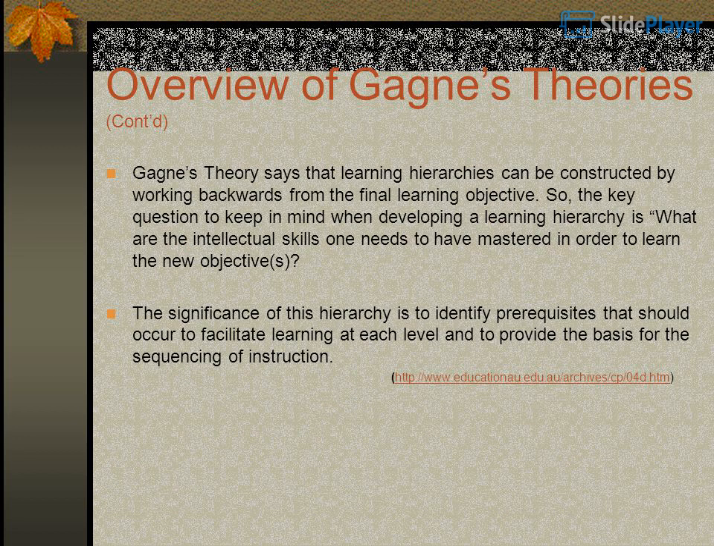Gagne's theory says that learning hierarchies can be constructed by working backwards from the final learning objective. So, the key question to keep in mind when developing a learning hierarchy is: what are the intellectual skills one needs to have mastered in order to learn the new objectives? The significance of this hierarchy is to identify prerequisites that should occur to facilitate learning at each level and to provide the basis for the sequencing of instruction.